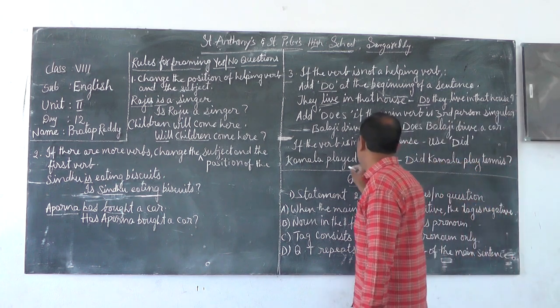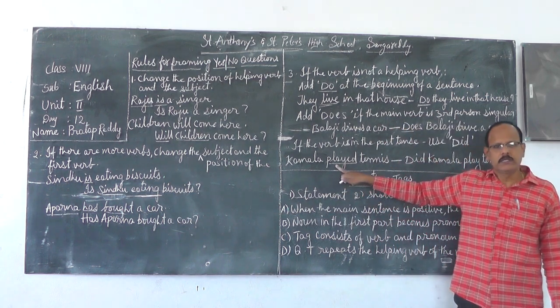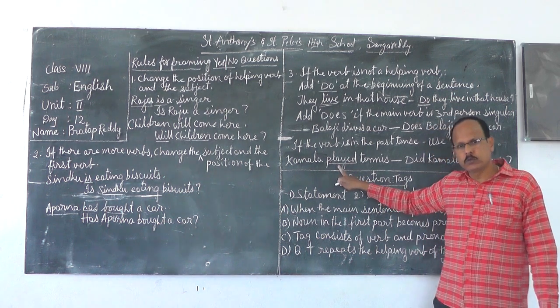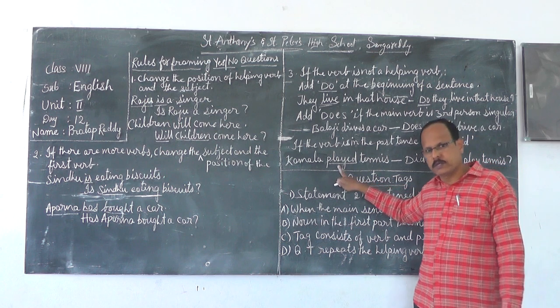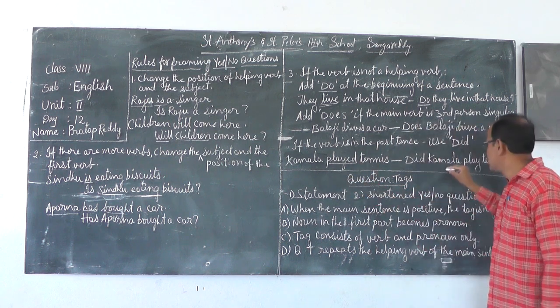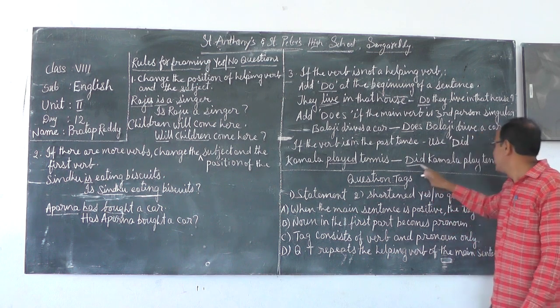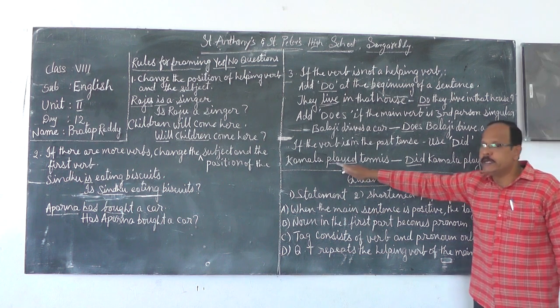Example: Kamala played tennis. Played is the main verb and the verb is in the past tense. Verb 2, this is verb 2, past tense. Kamala played. The main verb is in past tense. In such cases, we should begin the question with the word did. Did Kamala play tennis? Again, we should not repeat played.